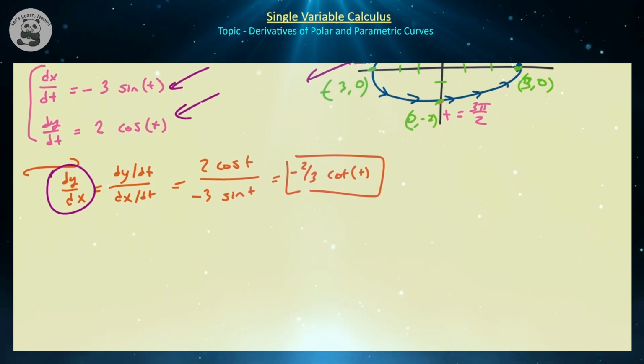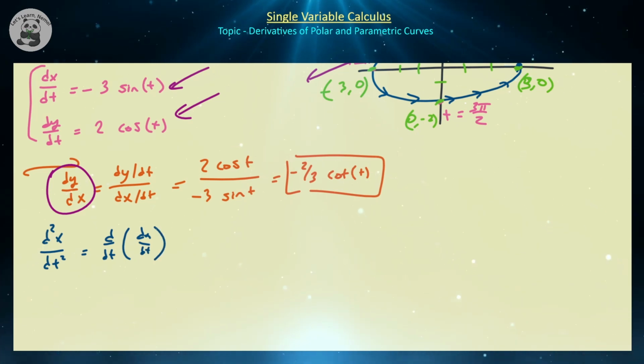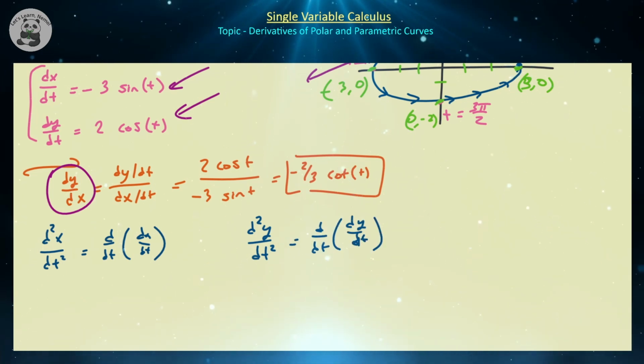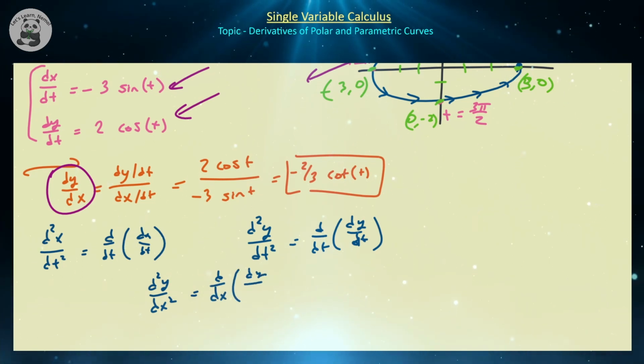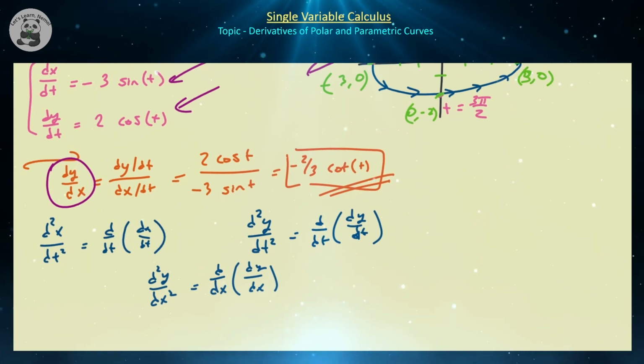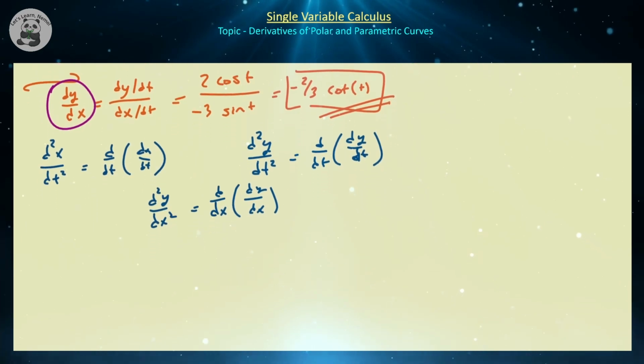So obviously, if I want to find d²x/dt², that's just going to be the derivative with respect to time of dx/dt. And if I want d²y/dt², that's just going to be the derivative with respect to time of dy/dt. And if I want to find d²y/dx², that's just going to be equal to the derivative with respect to x of dy/dx, right? But dy/dx is a function of time, not x, right? So we get into a little bit of a confusing predicament here, but no worries, we can figure that out with no issue.